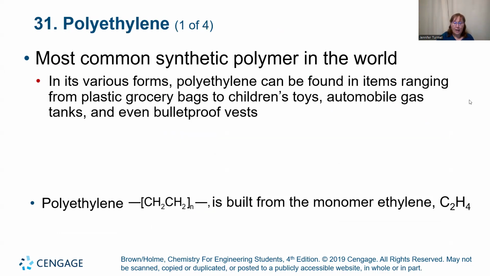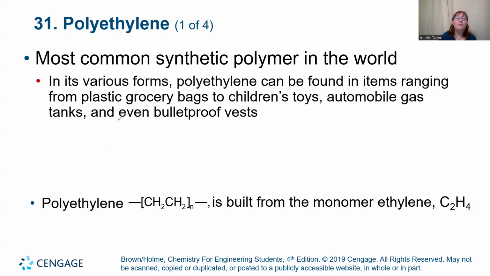So now let's take a look at that polyethylene that we had been talking about at the beginning. It's the most common synthetic polymer in the world, and it's found in various forms. Polyethylene can be found in items ranging from plastic grocery bags to children's toys, automobile gas tanks, and even bulletproof vests. It is one of our carbon things that we're going to work with here.